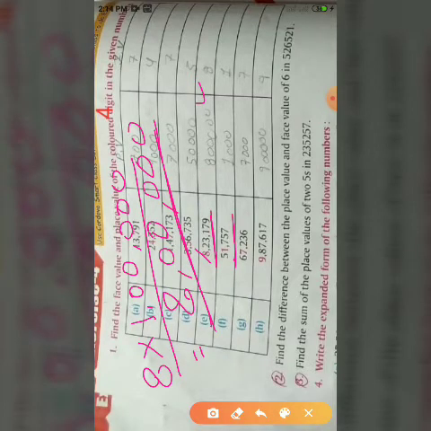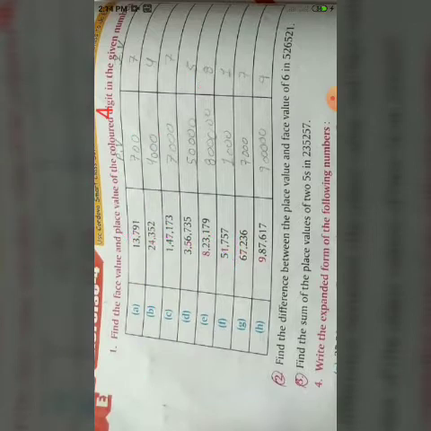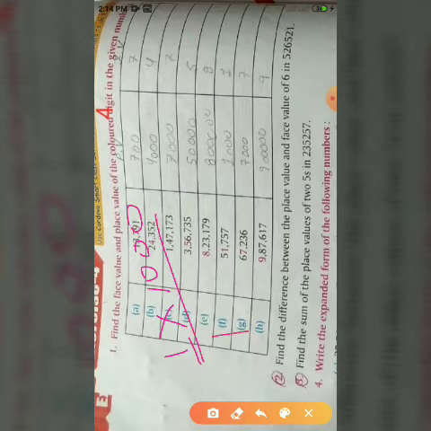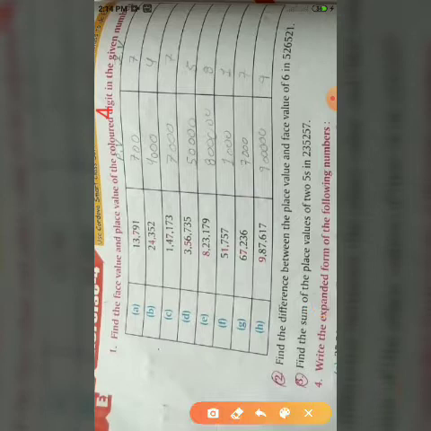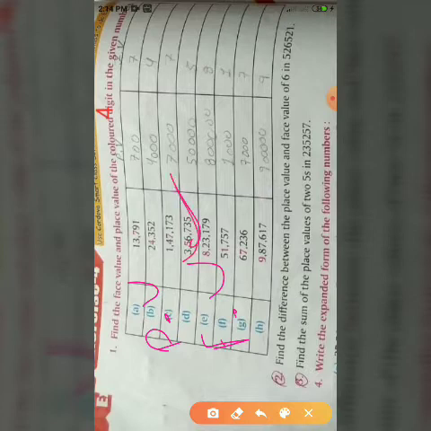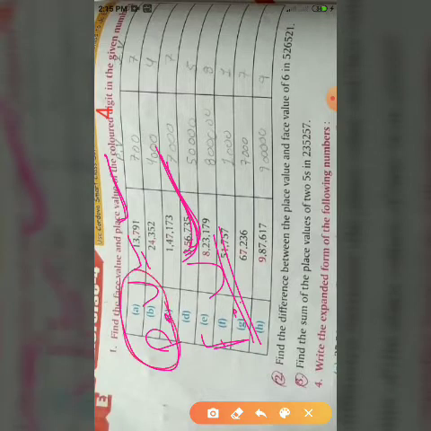51,757. The place value of 1 in this number: 1 is at the thousands place, so simply multiply 1 with 1000, which gives 1000. So to find the place value and face value of any digit: the face value is the digit itself, but the place value of any digit in a number is the product of the digit and the value of its place.